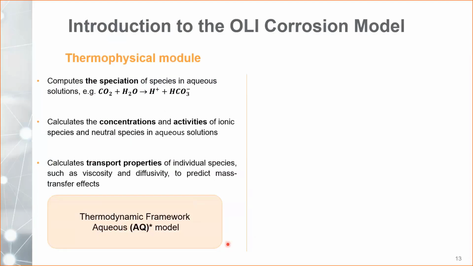The OLI corrosion model uses two different modules. The first module is the thermophysical module that will help us calculate the speciation, concentration and activities, and transport properties. Transport properties are necessary to predict mass transfer effects.